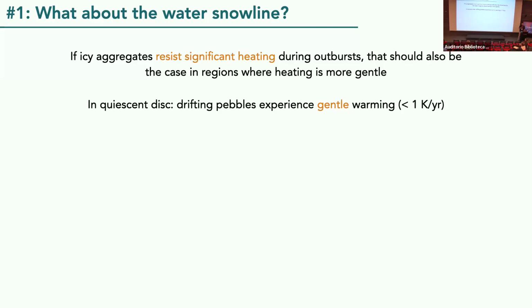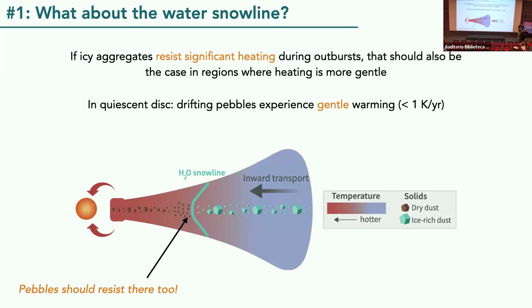So if we observe in accretion outbursts dust to be pretty resistant and surviving the sublimation, then well, it's pretty much safe to assume that it's similar in the inner disk.